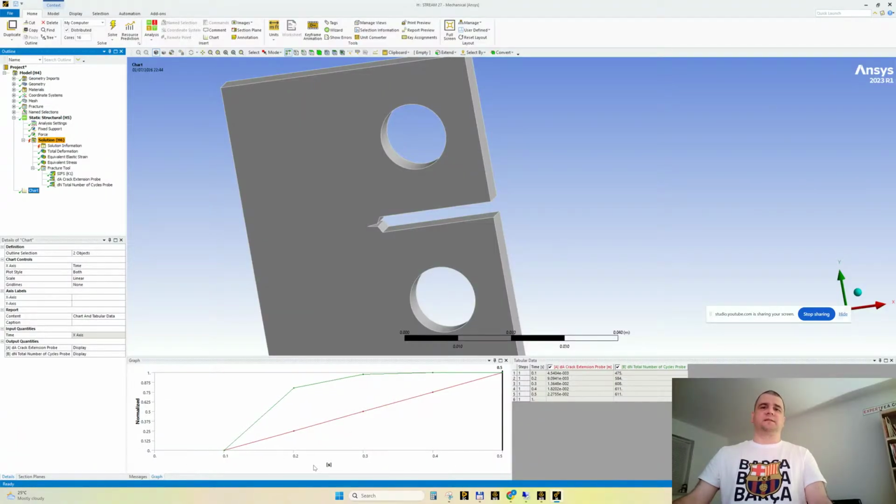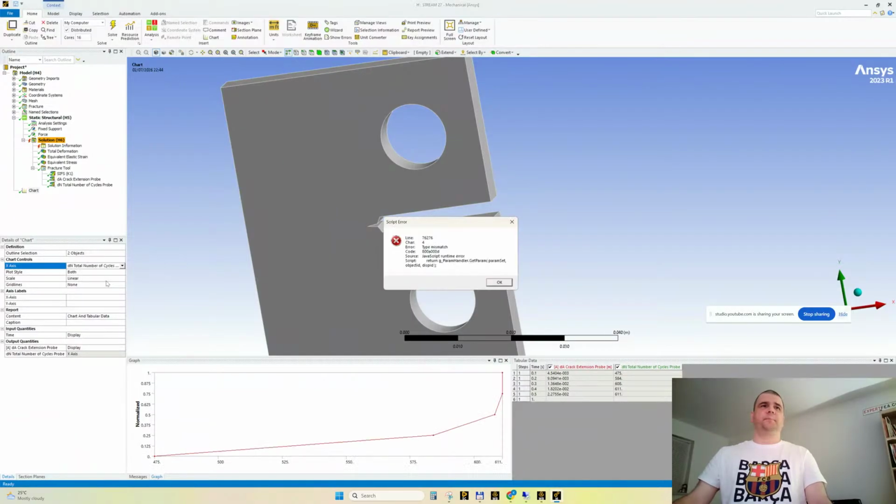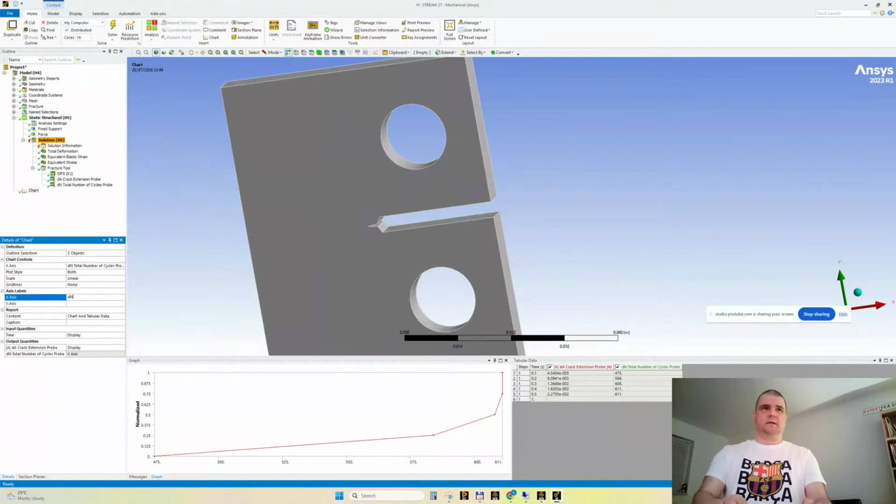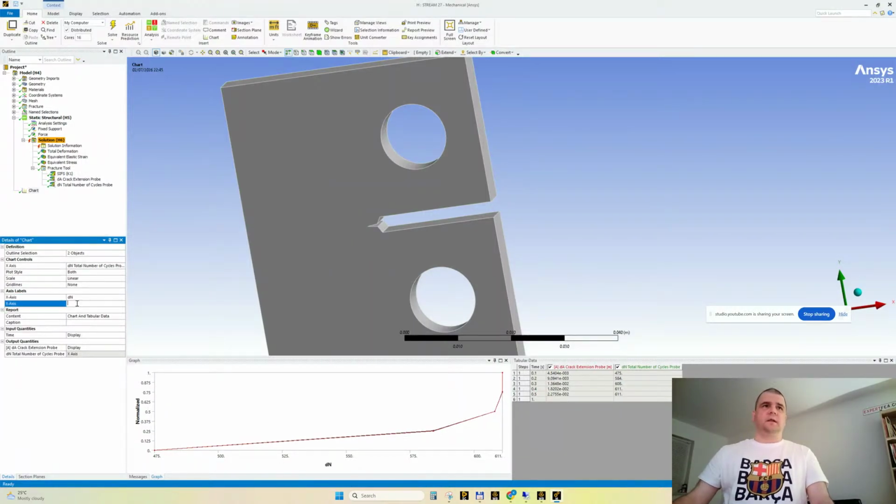What we need on the x-axis, let's say this is the horizontal is the x-axis. We need to have dn, plot style, whatever, linear grid lines, x-axis. I will say dn, and the vertical one will be dA. Content, chart and tabular data. Time, or we don't want time. Yes? So this is the plot.